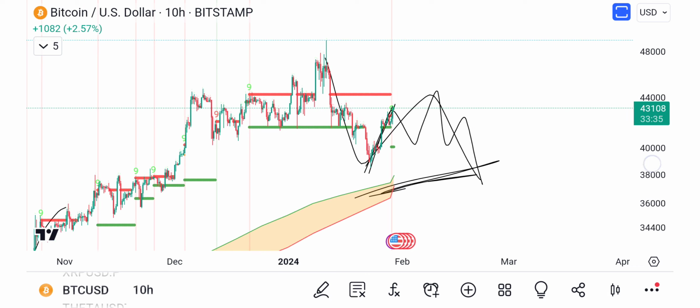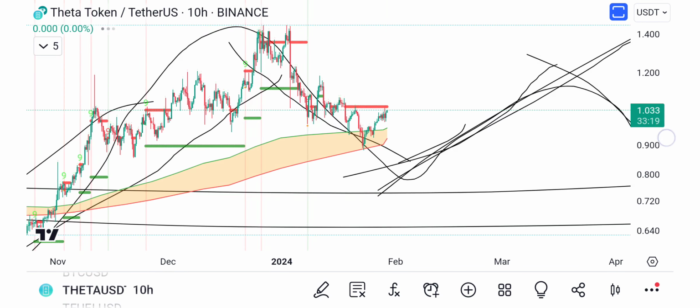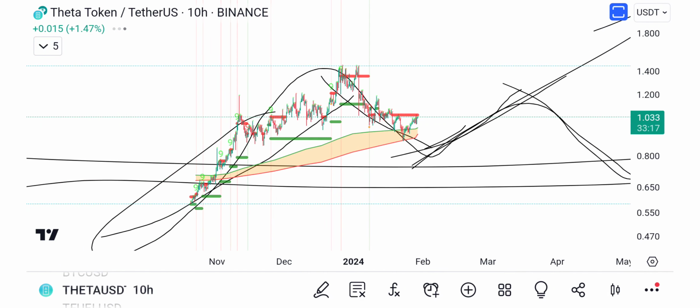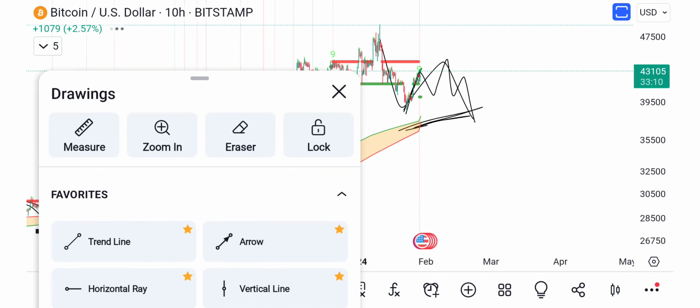So we're still in the retracement levels of a range. But again, it can turn into something much more complex. But there you go. I'm going to end it there. I don't want to go too long. Let's wait and see what happens. Again, for Theta, same thing. I mean, Theta looks even more bullish than Bitcoin. Because if you look at Bitcoin, and I'm just going to end it right here.